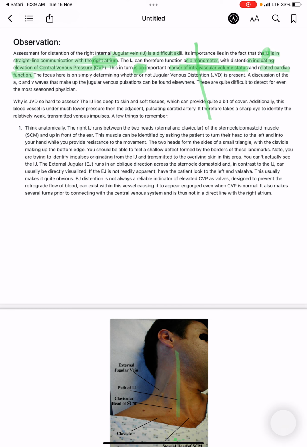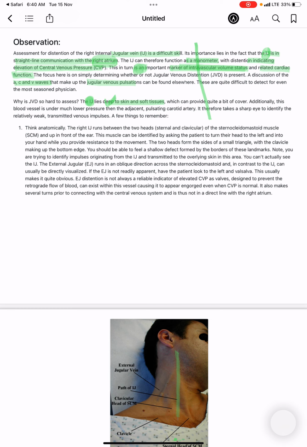Discussion of the A, C and V waves that make up the jugular venous pulsations can be found elsewhere. These are quite difficult to detect even for the most seasoned physician. So why is jugular vein distension so hard to assess? The internal jugular vein is lying deep to skin and soft tissues, which can provide quite a bit of cover.